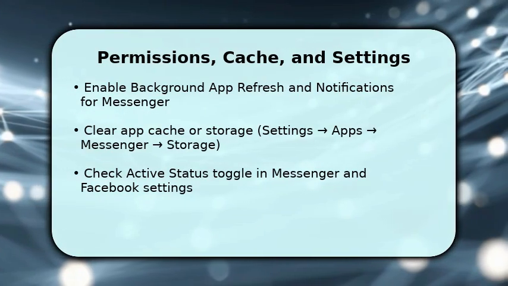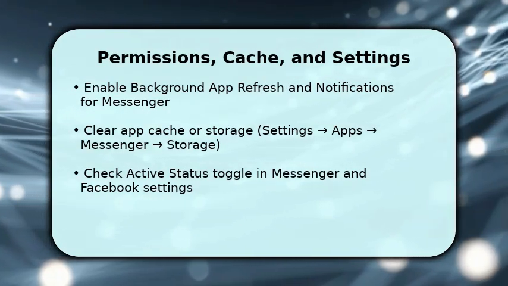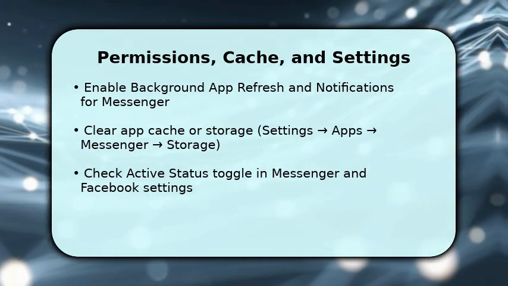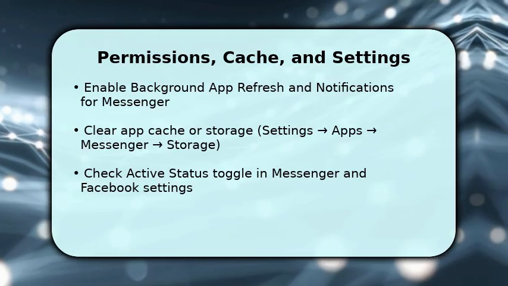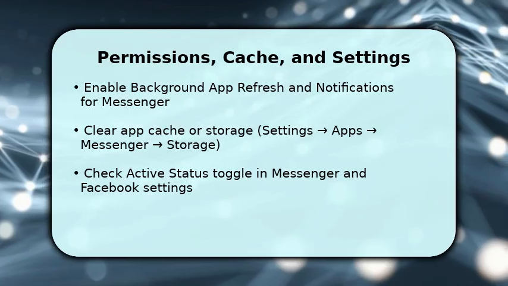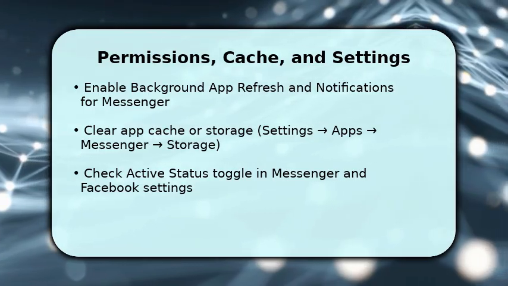Now you'll adjust settings that control presence reporting. Go to App Settings and enable background app refresh and notifications so Messenger can update who's online. Then clear the app cache, not always data, to remove corrupted temporary files that block friend lists.